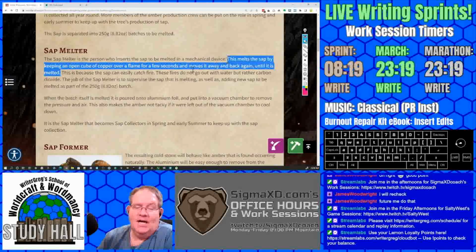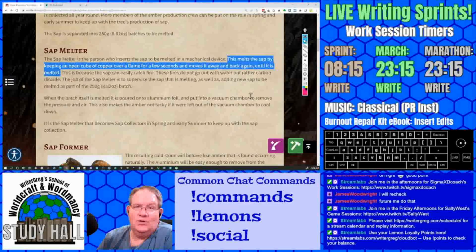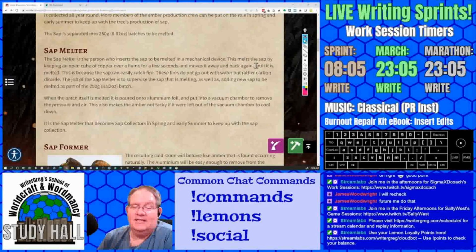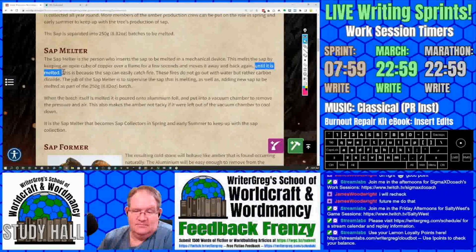Okay. I don't think you need the "until it's melted." We're in a section that's talking about melting. You're saying that this melts the sap, so I don't think that you need "until it is melted" at all. You could just end the sentence at "moves it away and back again."